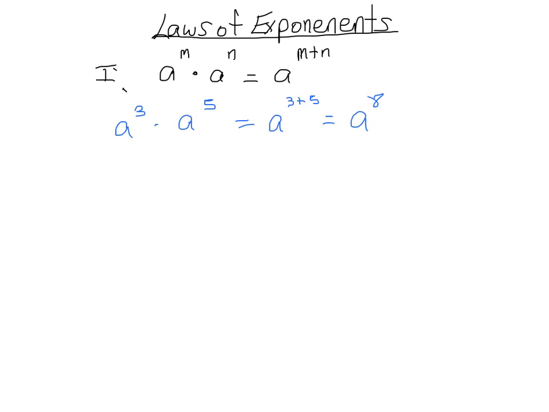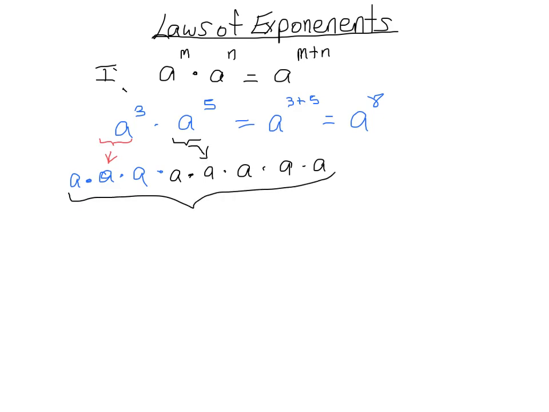Let's see. Well, remember that a to the third really means a times a times a. We have 3 a's here, right? And remember that a to the fifth means, and let's do this in another color, a times a times a times a. All right, there's 1, 2, 3, 5 a's. So a to the fifth is over there. All right, and in all, that is actually a to the 8th, and that's why that works.